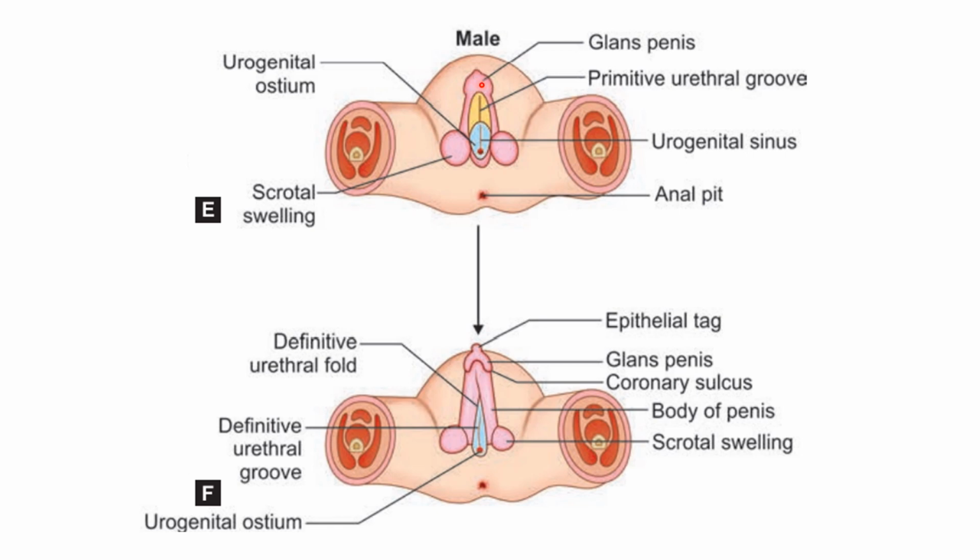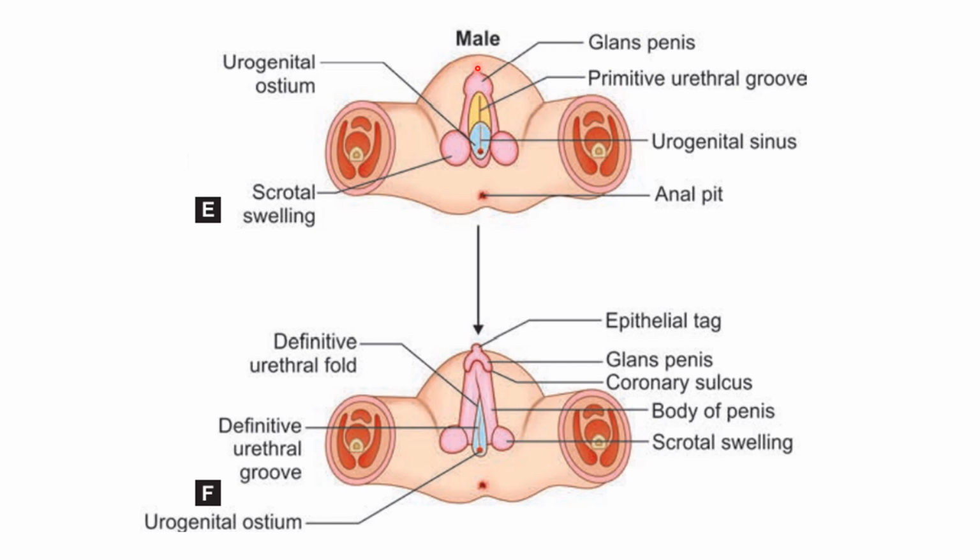Later the prepuce will be covering the glans penis, and that will be formed by the reduplication of the ectoderm covering the distal part of this genital tubercle. Now we can see the primitive urethral folds over here. On either side of that, we can see the genital swellings also. I want you to note this particular structure, the primitive urethral groove, which was the line of joining of the urorectal septum towards the urogenital membrane.